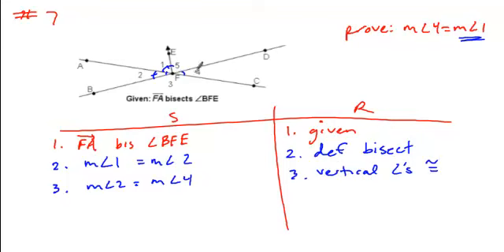Okay, so now I know that I've introduced both of my elements. I now need to figure out a way to relate them. Well, if I look at this statement 2, I have two angles, 1 and 4, that are equal to the same thing. And so two things equal to the same thing are equal to each other. So I know that angle 4 and angle 1 are equal.